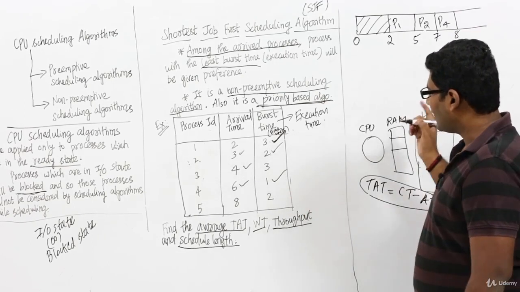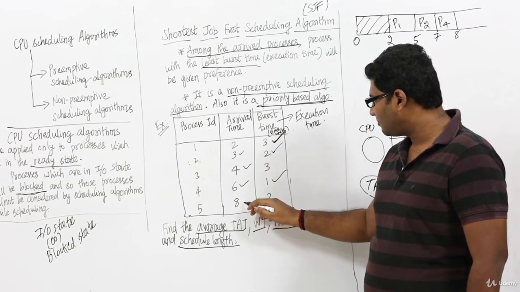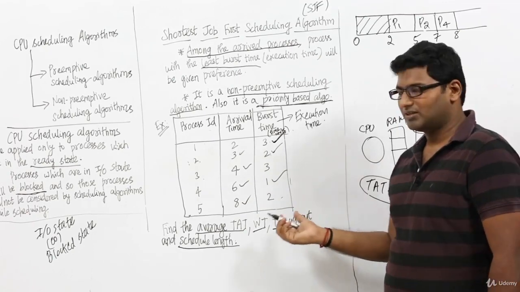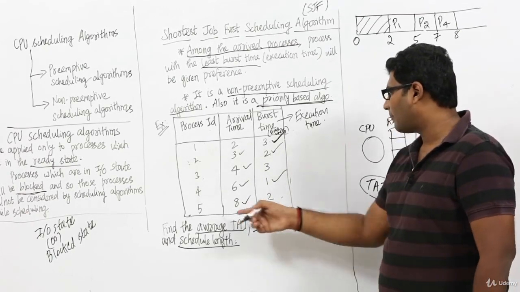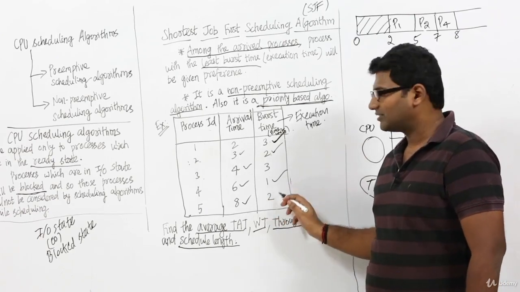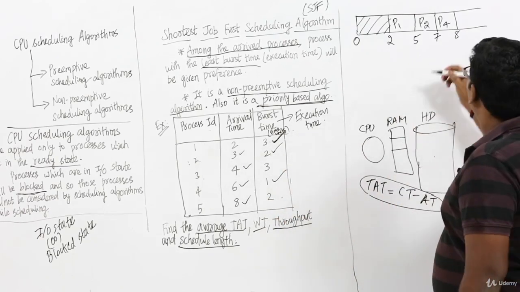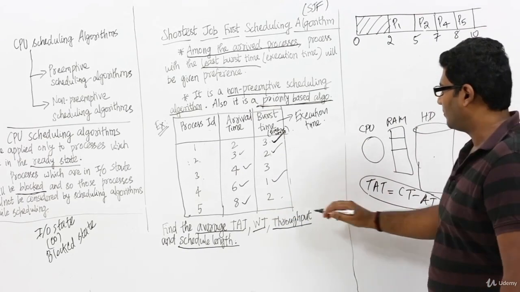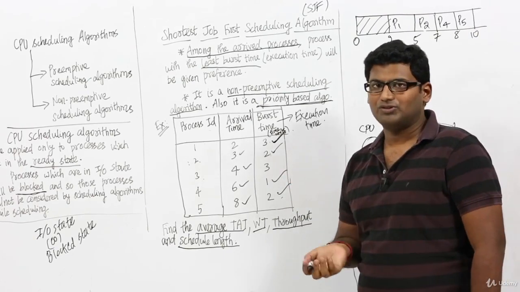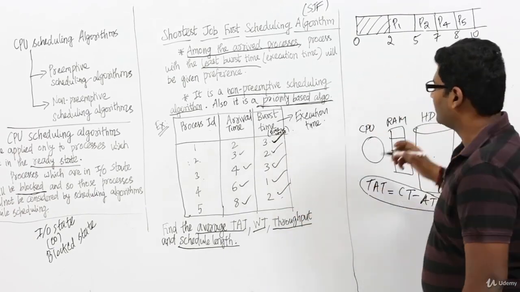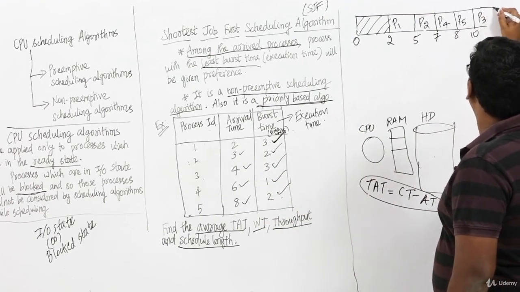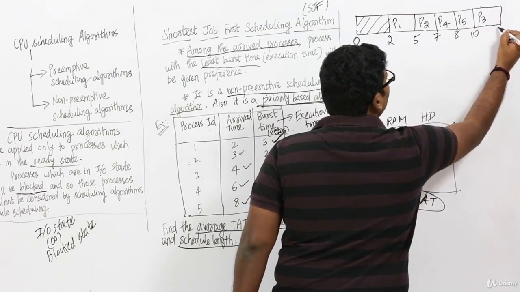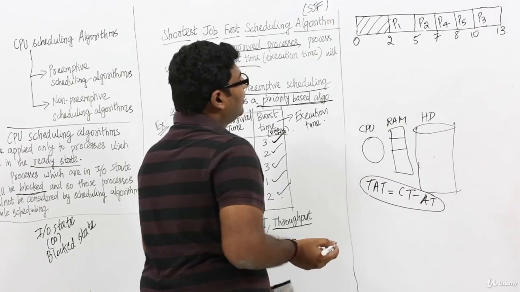Now at time unit 8, both P3 and P5 have arrived, right? Between P3 and P5, we have to pick the process with the highest priority, and that is process P5 since it has the least burst time compared to P3. Fine. So P5 will run till time unit 10. Okay, so P5 is also done. Now we have only P3, so there is no other way. We have to execute process P3 and it will run till 13 time units. Fine. So we are done with the chart.